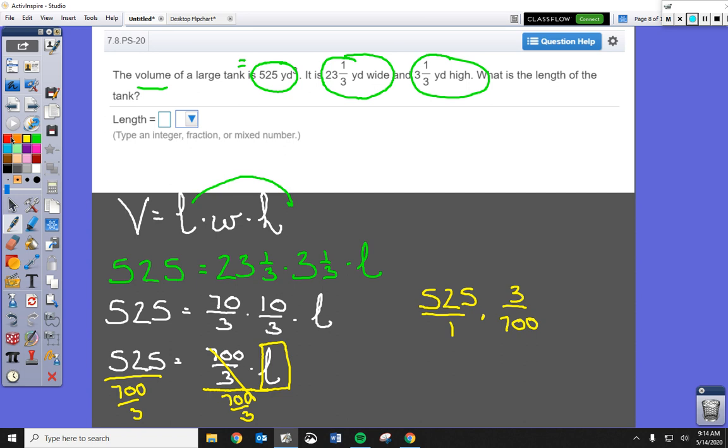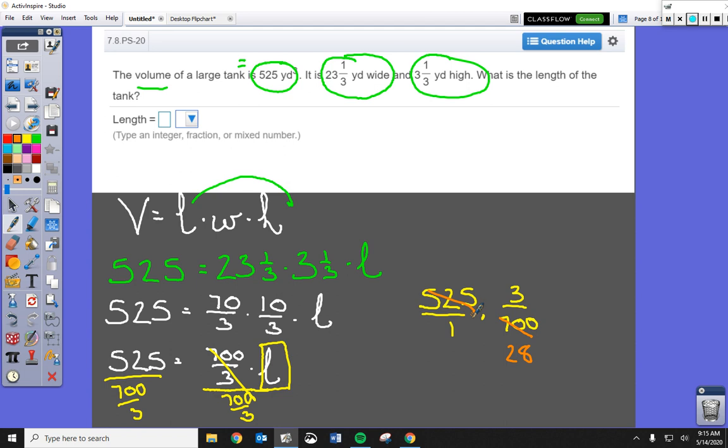All right, if I want to help myself out here, 25 goes into 100 4 times, so it goes into 700 28 times. So that gives me a 28. 25 goes into 525. It goes into 100 4 times, 200 8 times, 300 12, 400 16, right? And then we have that extra, let's see, 5 times 4 is 20, is that 21?